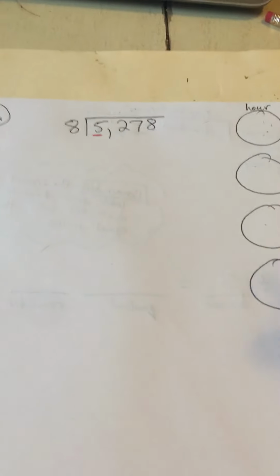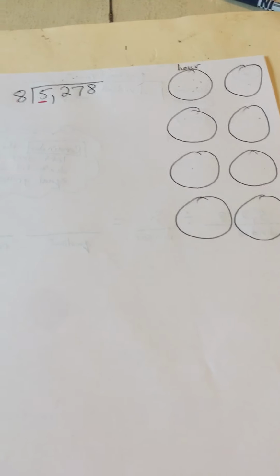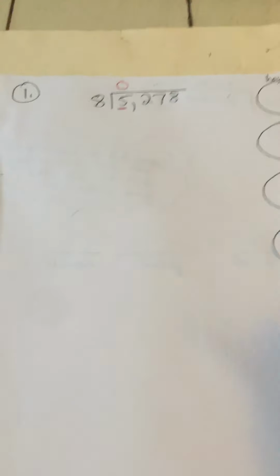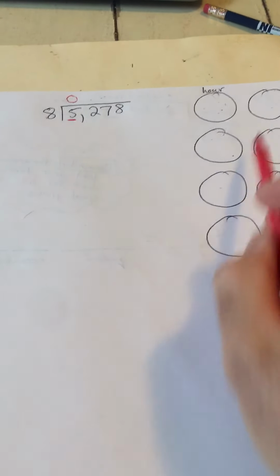Okay, so we have 5,000 and we're trying to break it into 8 equal groups. So if you put 1,000 in each group, that would be 8,000. And we only have 5,000. So you can't put any thousands into those groups. You would need 8 of them in order to put 1 into each group. So we can't put any of those into each group.